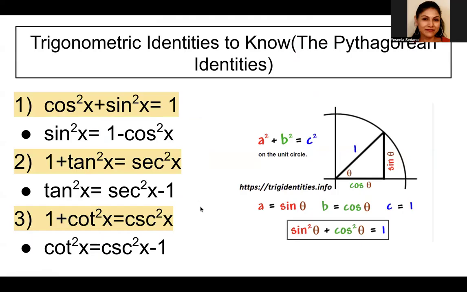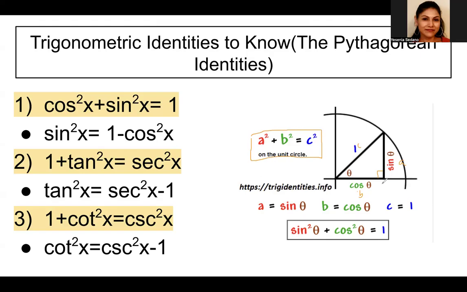One very huge one is this important trig identity that we talked about in pre-calculus. This trig identity basically comes from the unit circle. If you were to draw a right triangle in the unit circle and use the Pythagorean theorem, you would have, let's call this A, let's call this B, and then we call this C. So A squared plus B squared equals C squared, right? Pythagorean theorem on the unit circle.